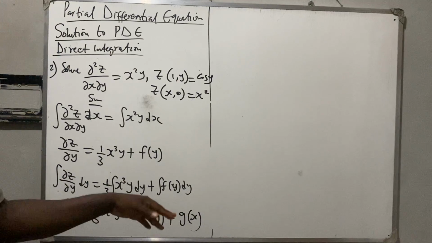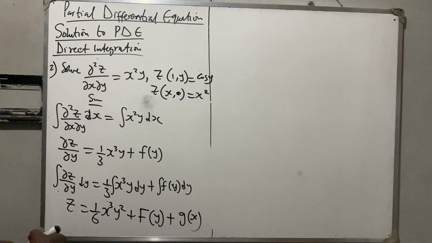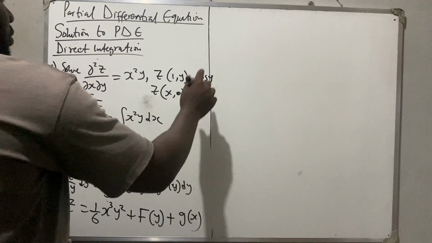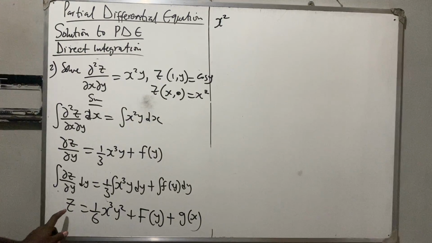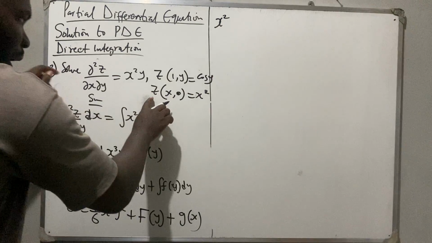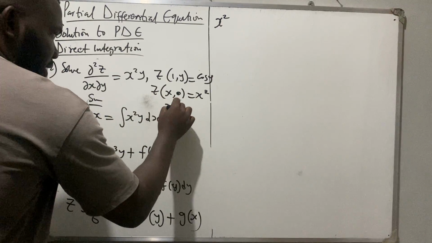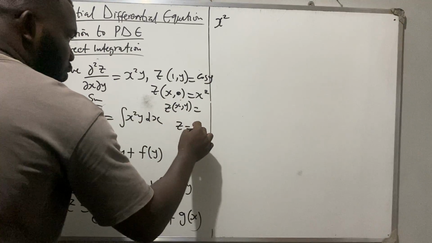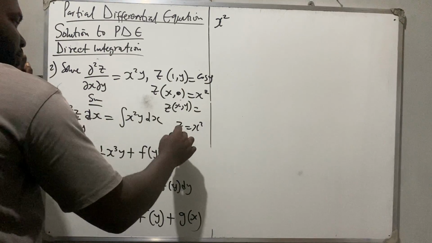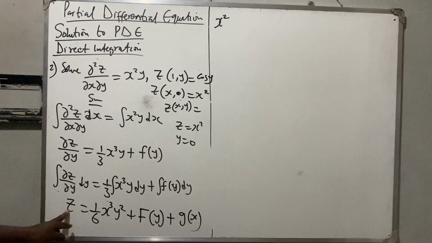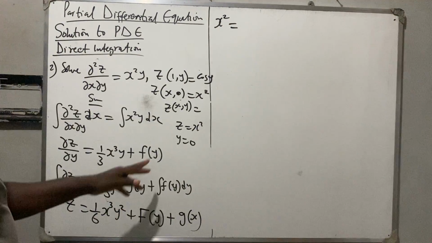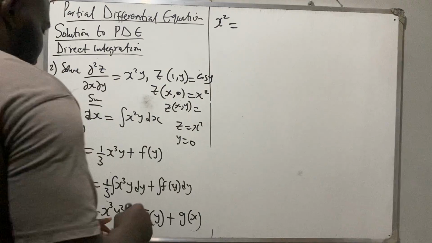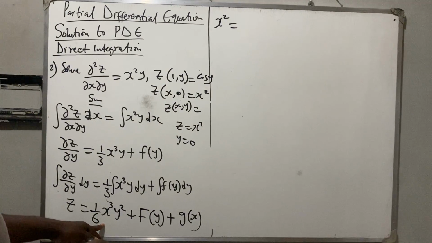So to get these two functions, I'm going to have, when y is 0, z is x squared. Z is a function of x and y, so my z is equal to x squared when y is 0. So I have x squared equal to, and our x remains the way it is. So if I put 0 here, 0 times everything here is gone.